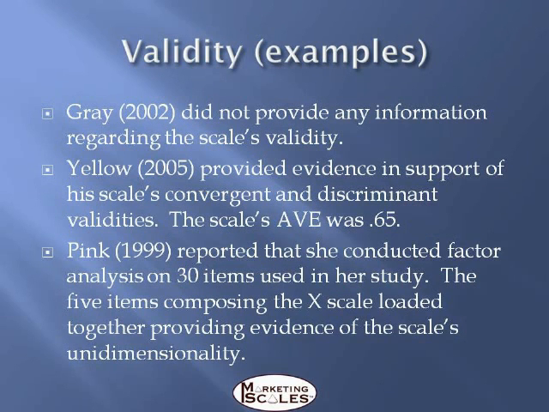Here are some fictional examples that are similar to what you'll see in the book. For example, that first one is very typical in that you have an author who did not provide any information regarding the scale's validity. That doesn't mean the scale is invalid. It just means we don't have any evidence in support of it. The second one is dealing with something that's very common, and it's saying that there's evidence in this study done by Yellow, 2005, for the convergent and discriminant validities, and the AVE is an acceptable 0.65.